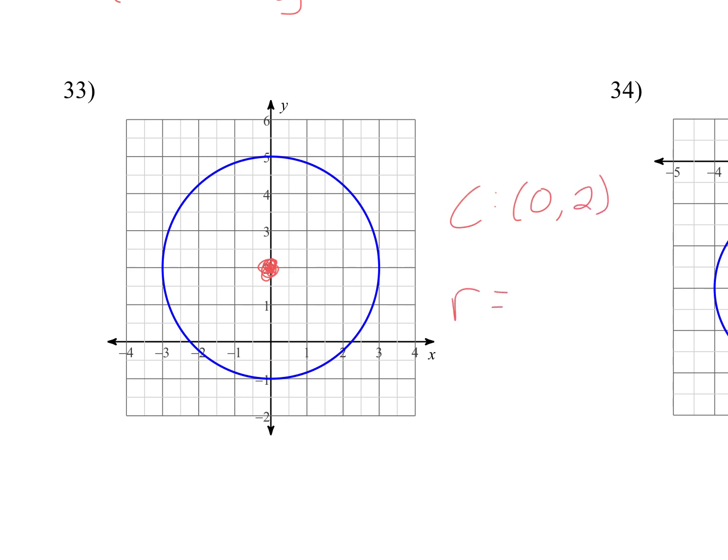And then what is the radius? How can I find the radius? Count. Yep. So you count from the center to the outside. 1, 2, 3. Radius is 3. Now, that is not my answer.